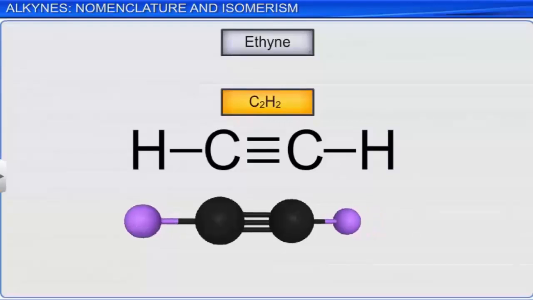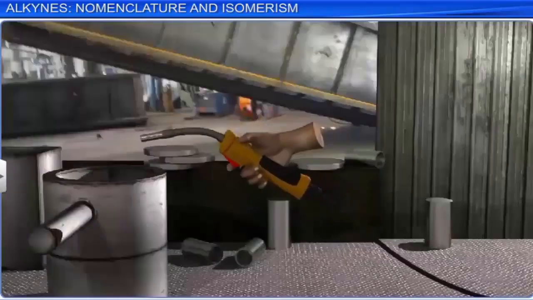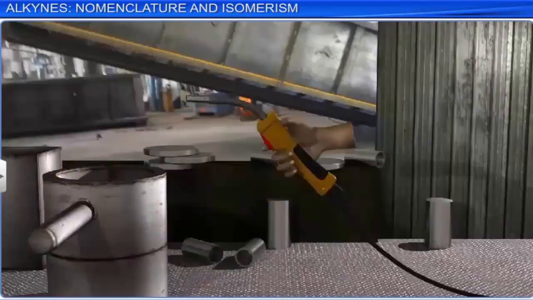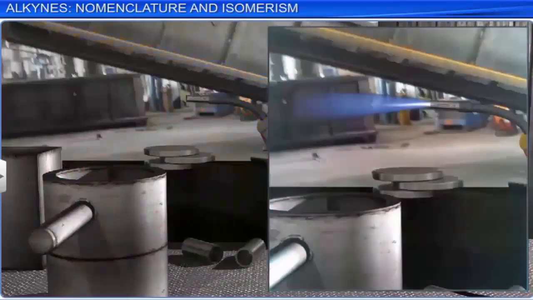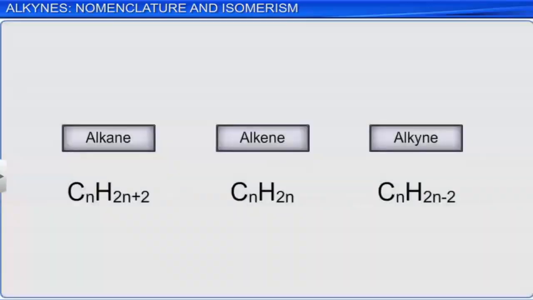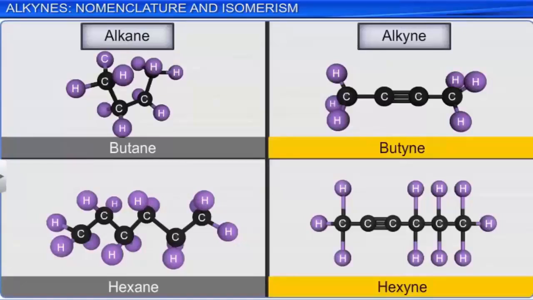Ethine, also known as acetylene, is used for arc welding in combination with oxygen gas, which is known as oxyacetylene flame. Alkynes have fewer hydrogen atoms than alkanes and alkenes. Hence, though their names are different, the nomenclature of alkynes is invariably dependent on the corresponding alkane.